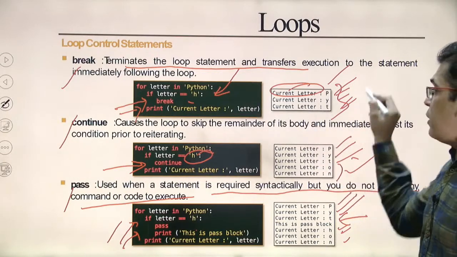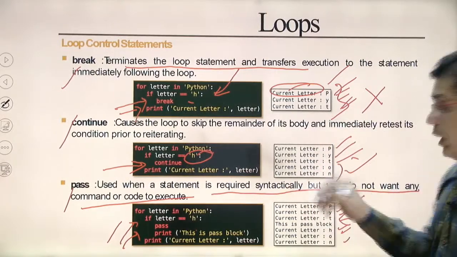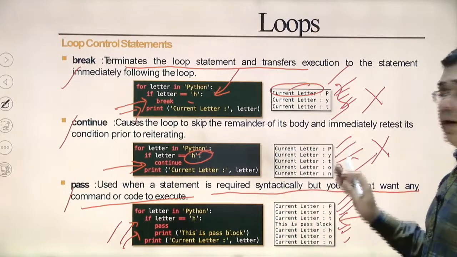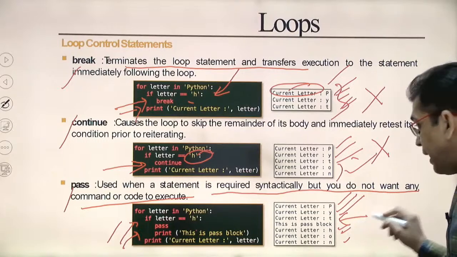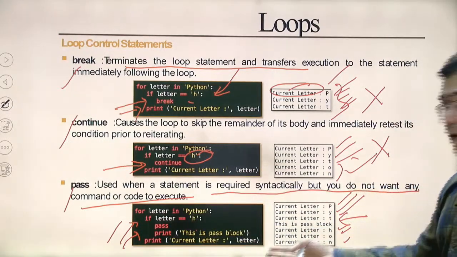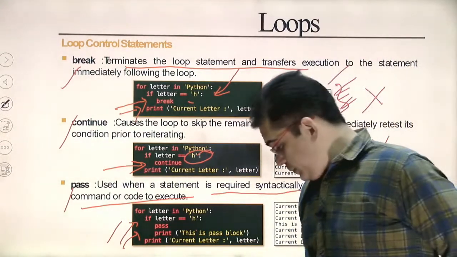Just observe these three outputs. Here the break statement terminates after T, HON will not be printed. Here H is skipped, PYT, ON directly came. And in the last part, PYT, then I have used the pass block to print one statement. This is pass block and the output will continue after the pass block, HON.